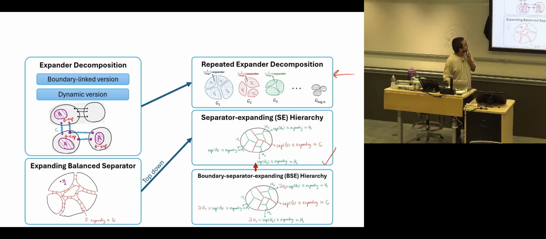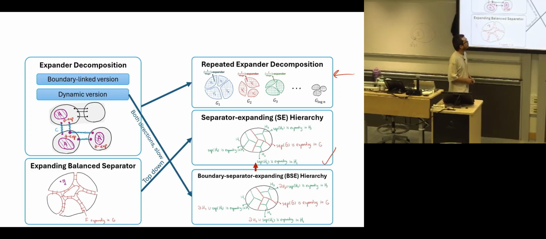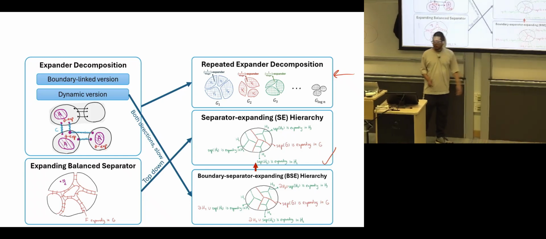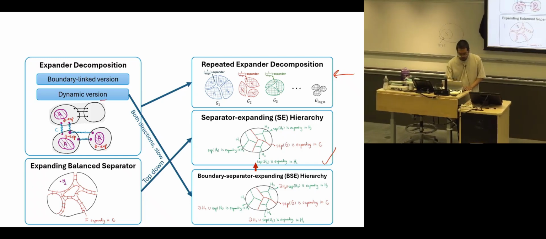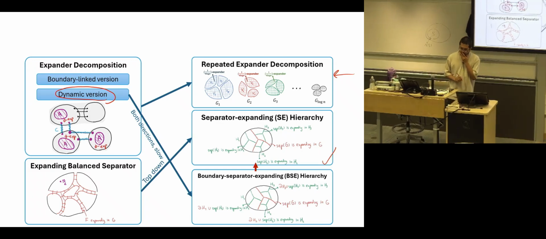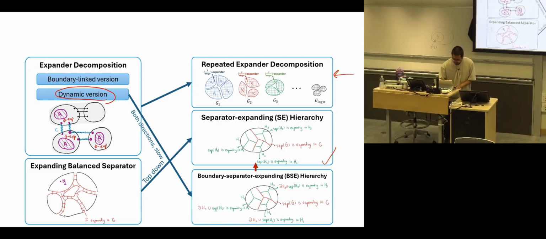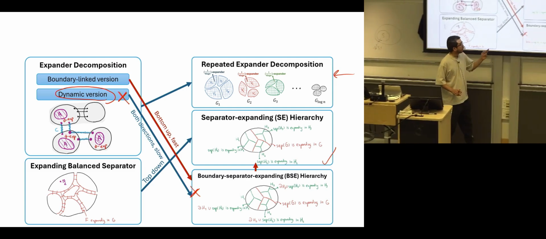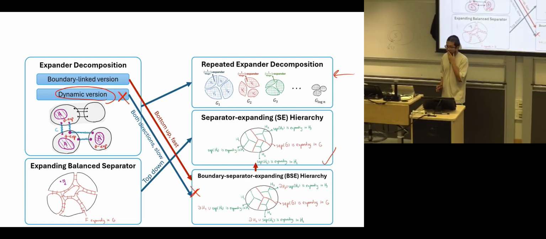But we learned how to build the BSE hierarchy in some way, which is based on the dynamic version of expanded decomposition. But we don't actually have a fast algorithm for this one yet. Also, even if you assume a fast algorithm for this one, we don't have a fast algorithm here. So this is not fast yet. So that's today's topic. We're going to build the BSE hierarchy fast.